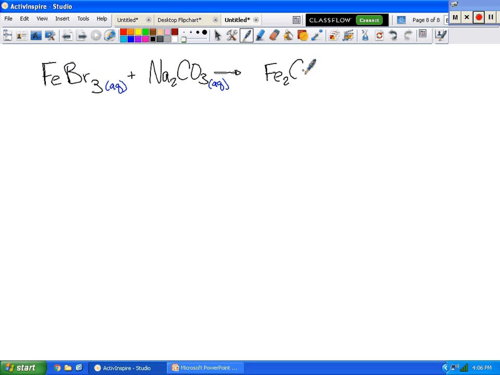Fe2CO3 3 plus NaBr. Very good. Now, one of these is really easy. What is NaBr's state? How do you know it's aqueous? Group 1. Get rid of it.